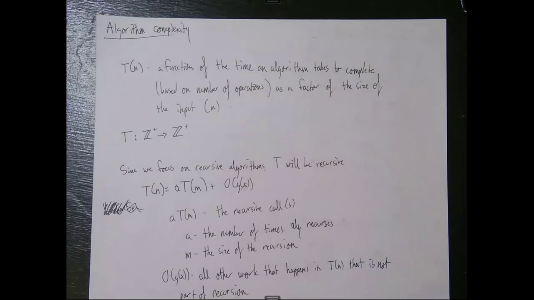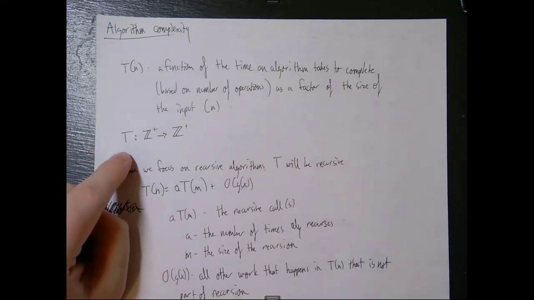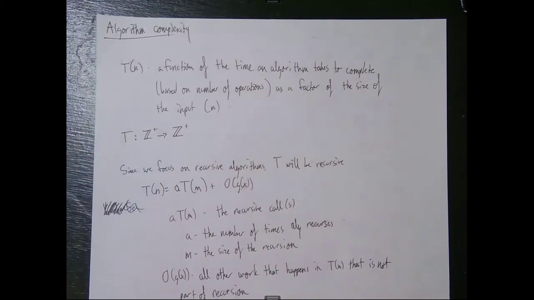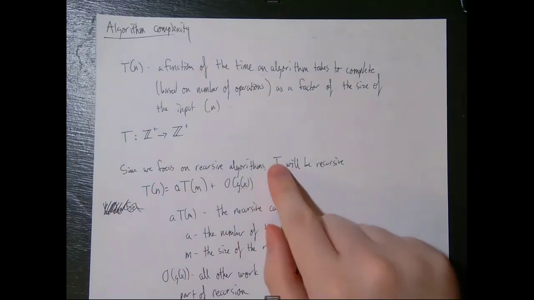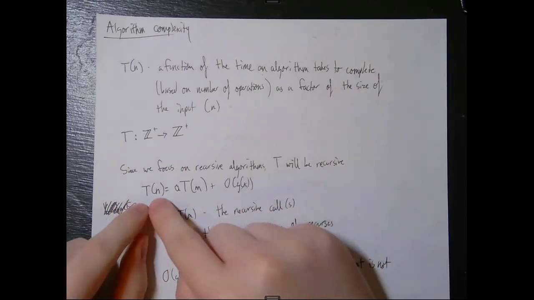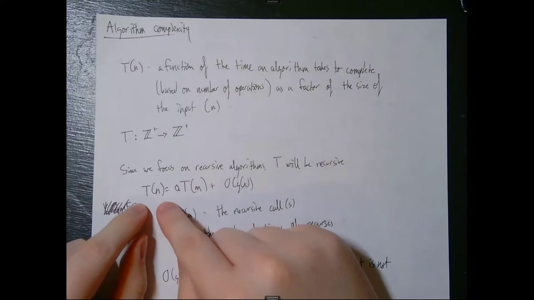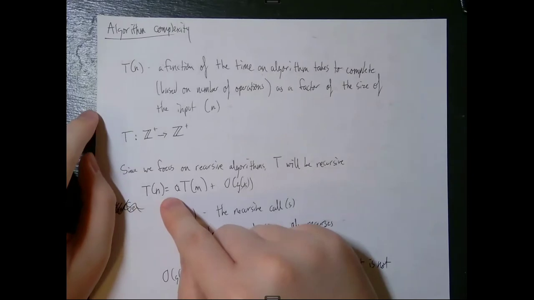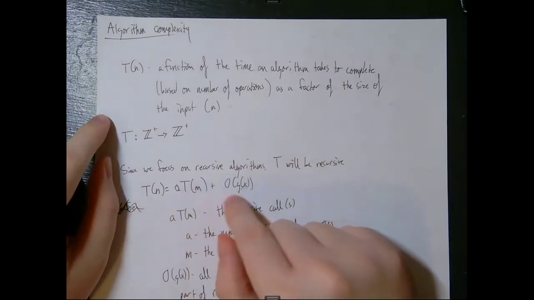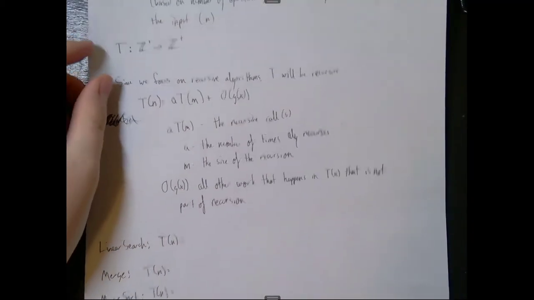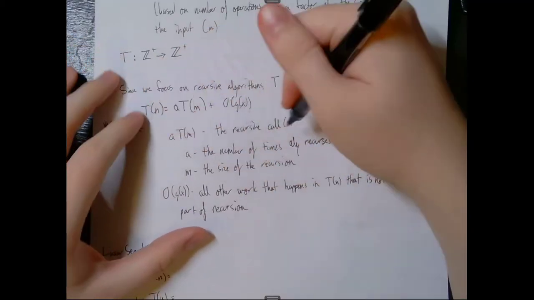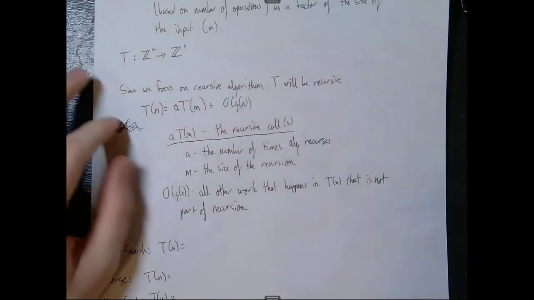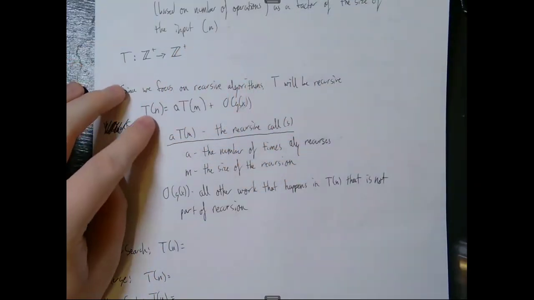So we say that normally our T functions, our timing functions basically, go from the positive integers to the positive integers. In this class, we are focusing on recursive algorithms, so our T's will actually be recursive. So the time it takes for our algorithm to complete on an input size of n, we can basically model this as A times T of m plus O of g of x. And breaking this down, A times T of m is going to be all the time that's dedicated to finishing all recursive calls from our T of n call.